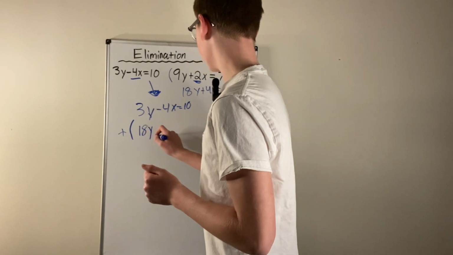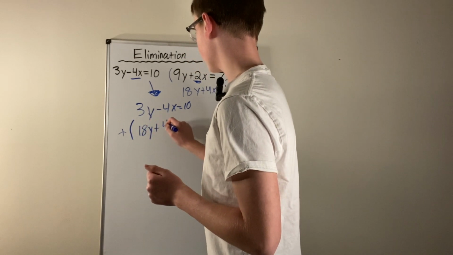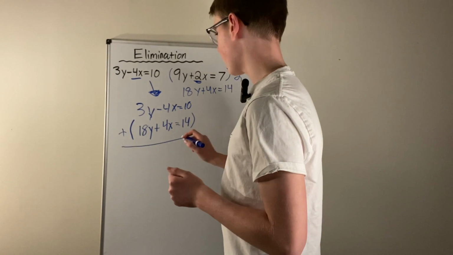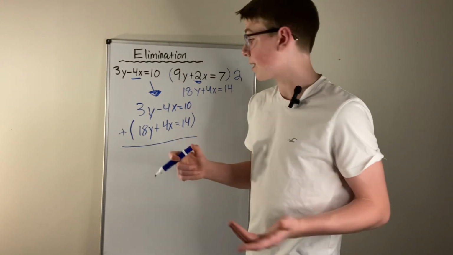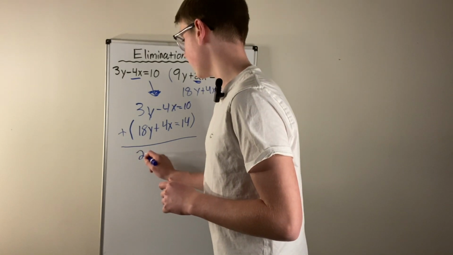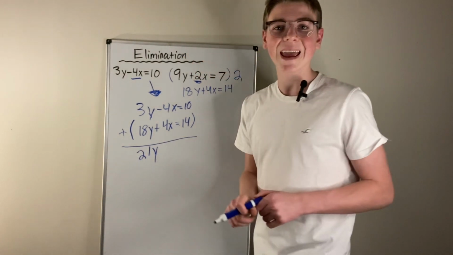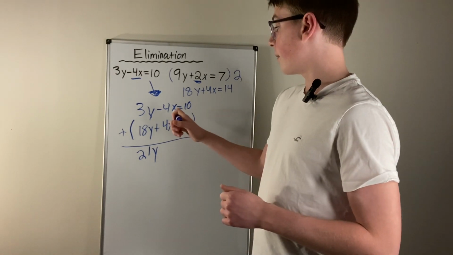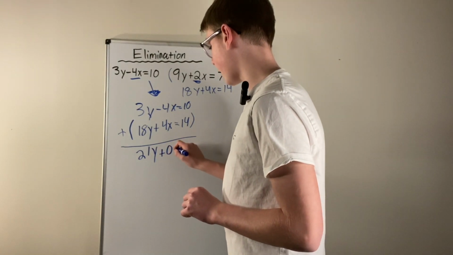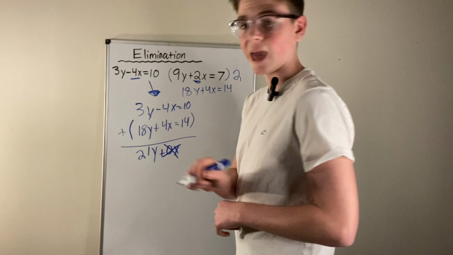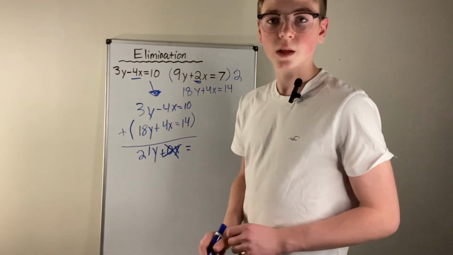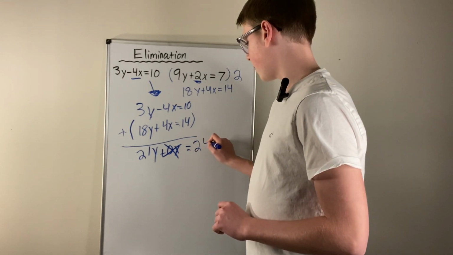18y plus 4x equals 14. Well, let's go on with it. 3y plus 18y is 21y. Minus 4x plus 4x is plus 0x. So that x term is canceled out. It's no longer there. It's a 0x. And then 10 plus 14 is 24.